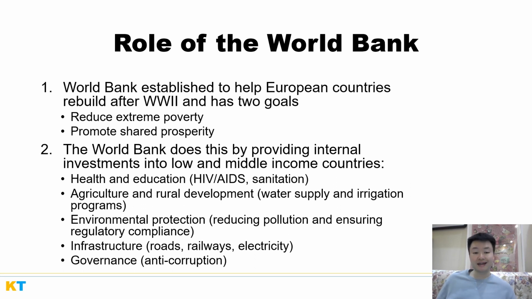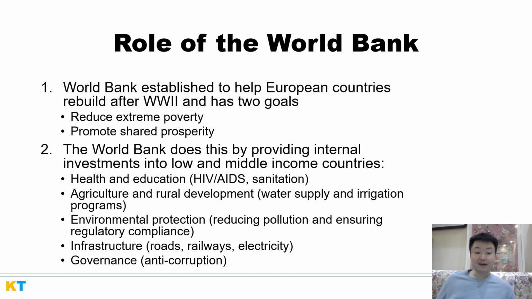So with this, we're looking at HIV/AIDS epidemics. We're looking at sanitation, whether the country has a clean and accessible water supply. We're also looking at education, right? Literacy rates, the amount of people that graduate high school, university, so on and so forth. Number two, agriculture and rural development. Is there an accessible water supply and irrigation program that can help the country have a thriving primary sector? Because that's the first step.